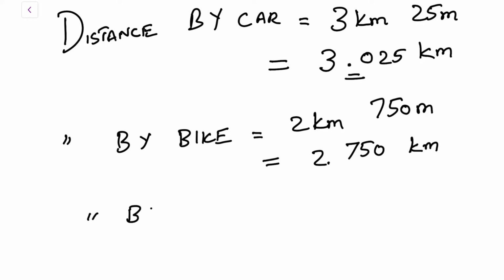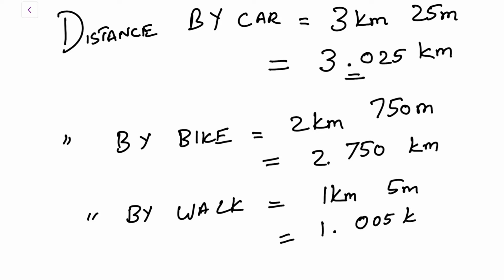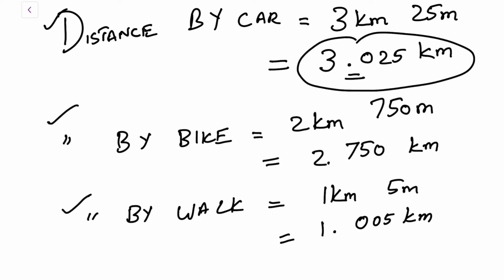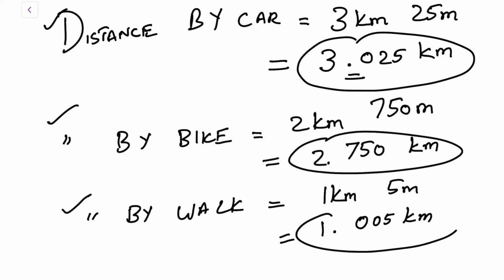And what is the distance he travels by walk? Distance traveled by walk. It's 1 kilometer and 5 meters. That is nothing but 1.005 kilometers. Alright, now they are asking us to find out the total distance he travels. So what is the total distance he travels? That's right. The total distance he travels is distance traveled by car plus distance traveled by bike plus distance traveled by walk. That means we need to add all the 3 distances.